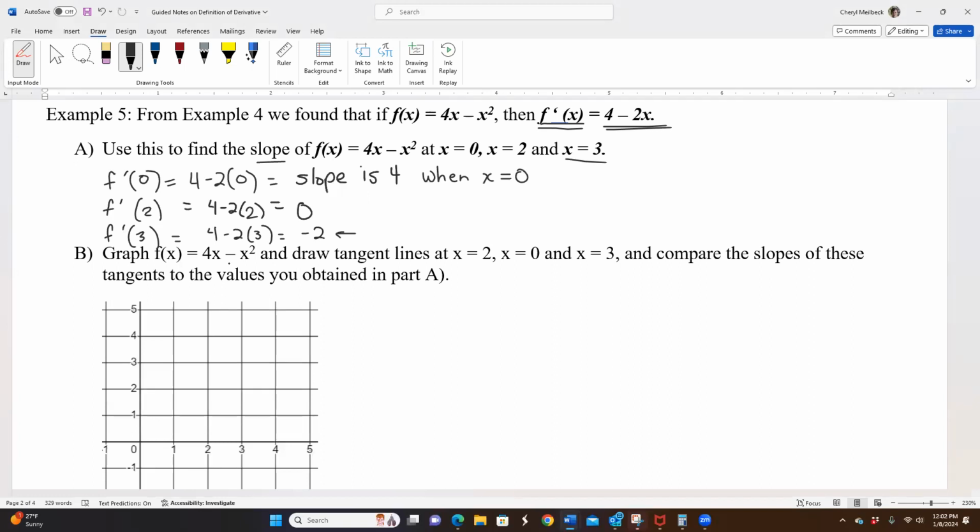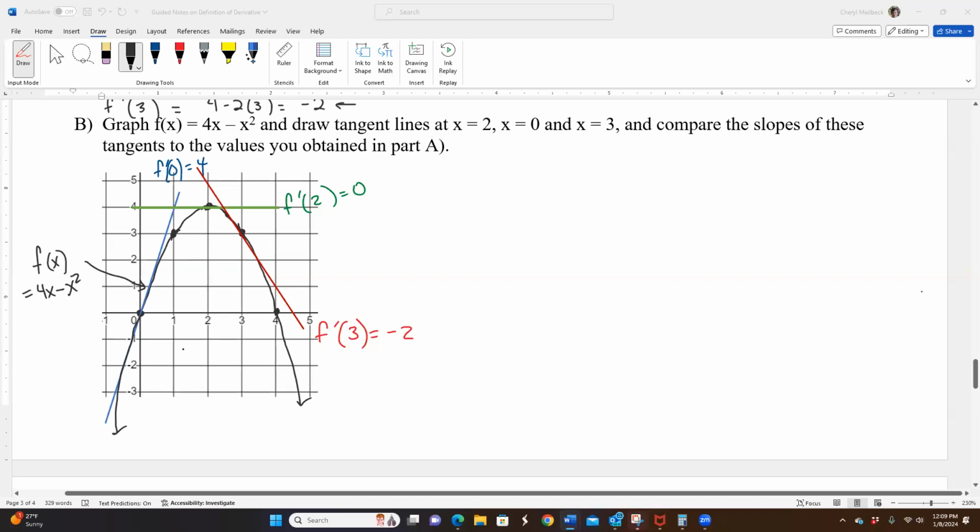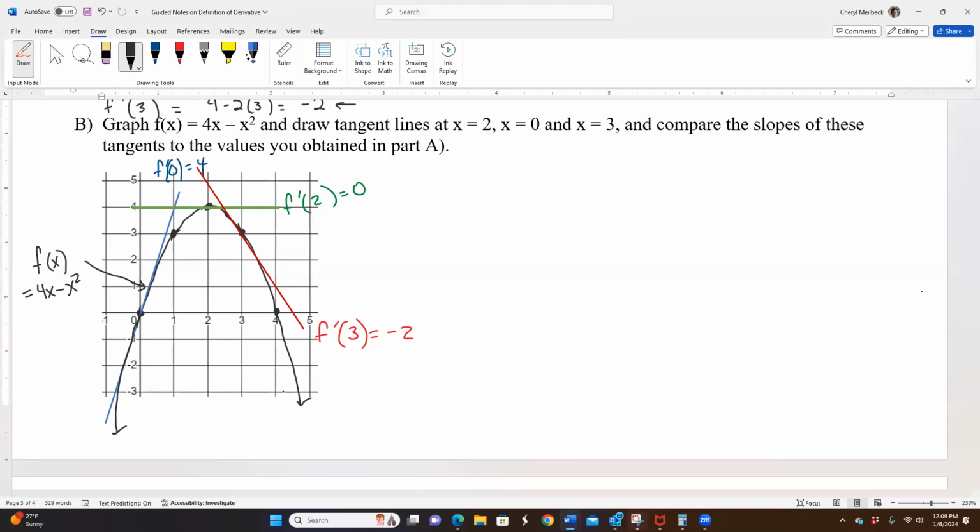Now in part B, it wants us to draw that graph and the tangent lines and compare the slopes to what we got for our answers in part A. So I'm going to pause the video and graph it, and you can check that out. The instructions here told us to graph 4x minus x squared, which I've attempted to graph as you can see. Then it says draw the tangent lines and compare the slopes of the tangent lines to what we obtained in part A.